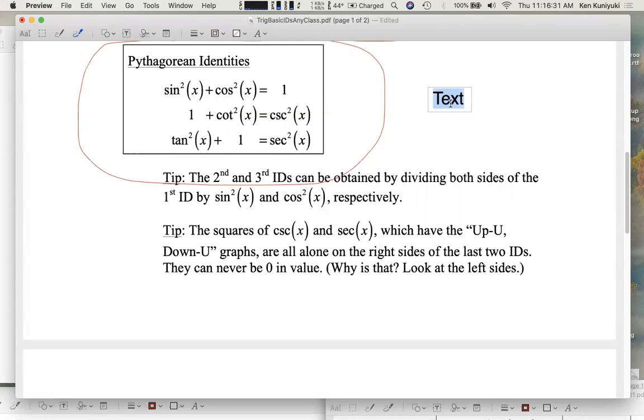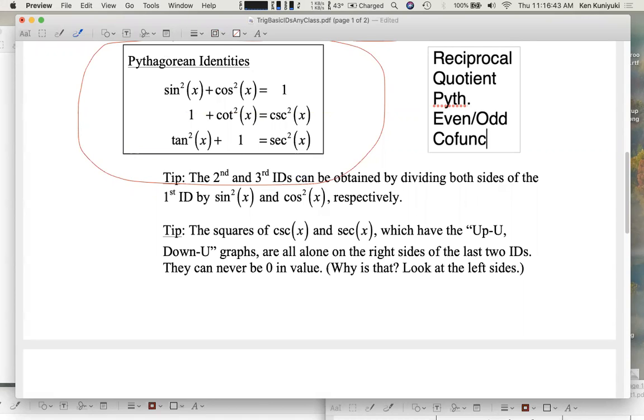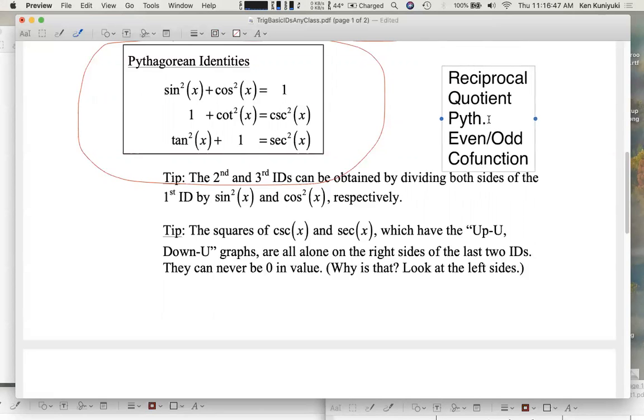The most important group, I'd say, are the reciprocal identities, then quotient, then these guys, the Pythagoreans, then even odd, those help in calculus, for example, and then cofunction you'll see once in a while, but those are probably at the bottom. Those are probably the least. But the Pythagoreans, they're pretty important, and we'll deal with those right now.